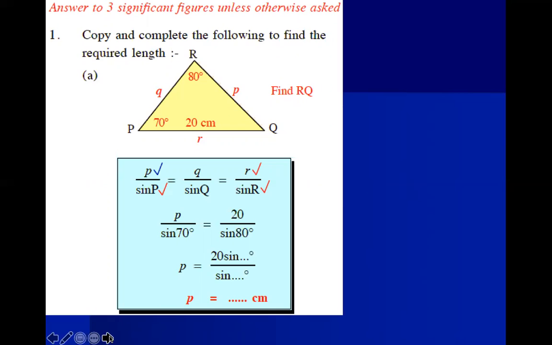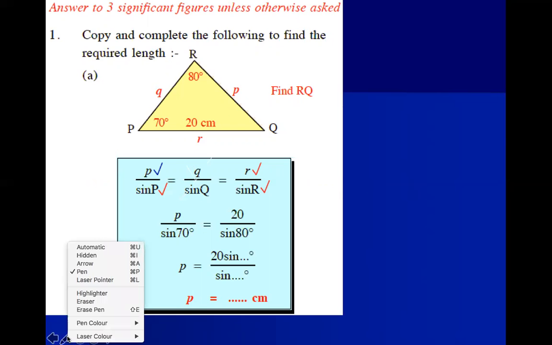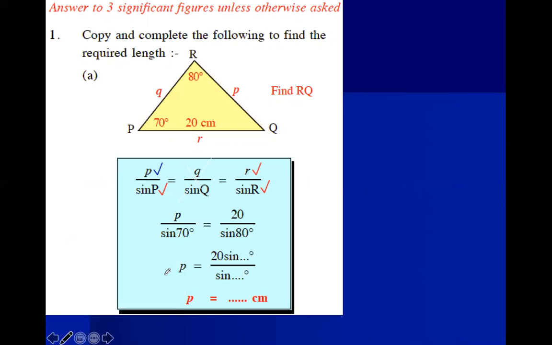So now what do we have? What we don't have? The bit that we don't have is that one there. So I can change the color. That means you don't need to work with these. P over sine 70, so this is in degrees, equals 20 over sine 80. Then this becomes 20 sine 70 over sine 80. Very similar type exercise, but it's called the sine rule and it's in your formula list.